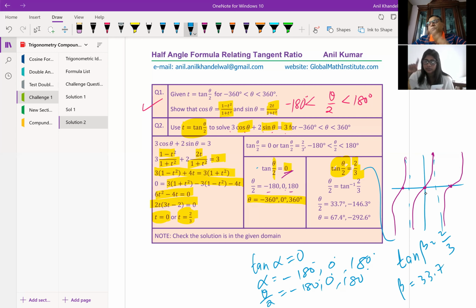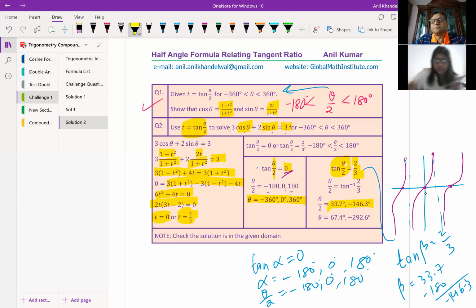And since we know that the time period is 180, we are going towards the minus side, correct? So we will do minus 180. And so you get the other answer, which is 146.3. Is it okay? So you get both these values.